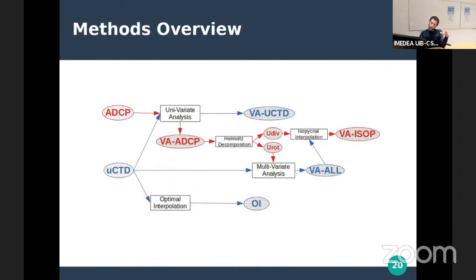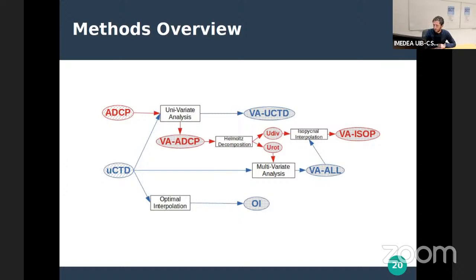Okay, just to have an overview, I know the methods are maybe quite complex, but to summarize, we've been using the UCTD and the ADCP data. The UCTD data have also been optimally interpolated to have a reference for the other methods. And then we've been doing the univariate analysis with the basic cost function that I showed when I talked about the variational analysis. And then I've also been doing a multivariate analysis with the constraint that connects the ADCP and the UCTD.